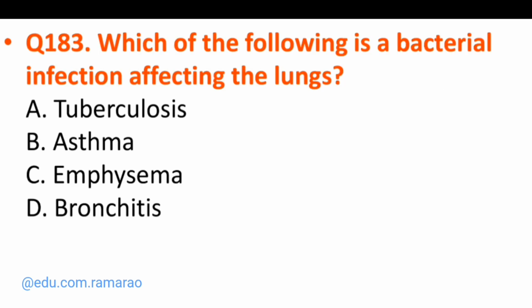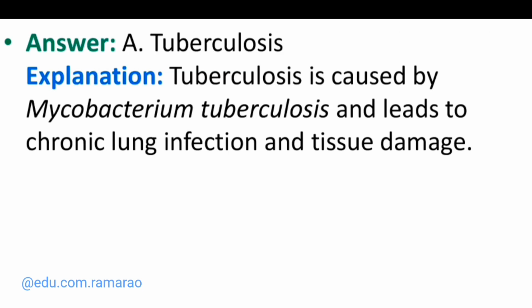Which of the following is a bacterial infection affecting the lungs? Option A tuberculosis, option B asthma, option C emphysema, option D bronchitis. The correct answer is option A, tuberculosis. Tuberculosis is caused by Mycobacterium tuberculosis and leads to chronic lung infection and tissue damage.